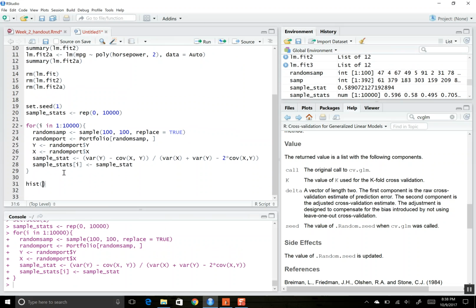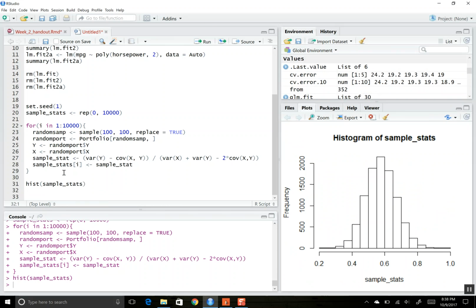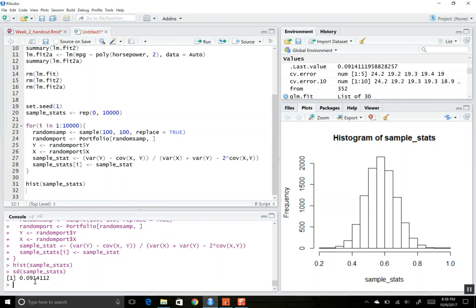And then we can create a histogram of our sample stats. Okay. And so we see most of the time it's right around our observed thing, but we see sometimes we get values lower and values greater, and we can get a standard deviation of these sample stats. Okay, and you know, this is an estimate of kind of its standard error of this thing. Okay.